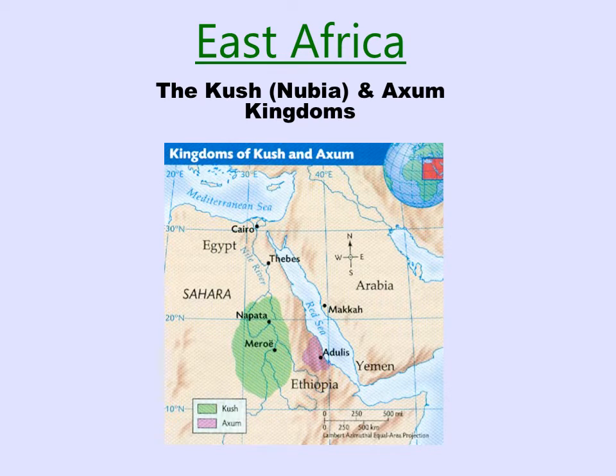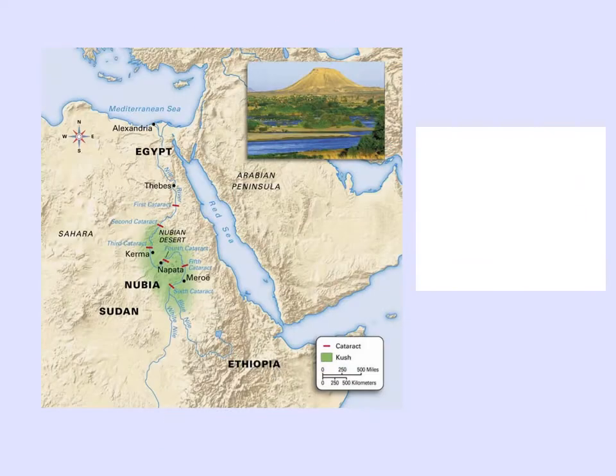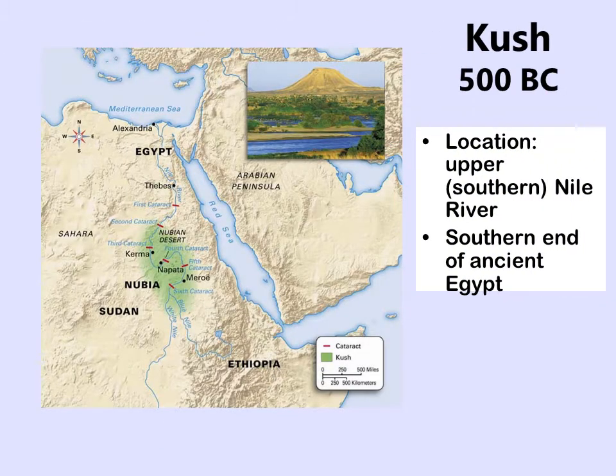So let's start with East Africa and Kush, also known as Nubia, and Axum. So the location, that was a little slow. The location of Kush is in the upper Nile River, along the upper Nile River. And you can see it in green over here. So southern end of ancient Egypt. That's pretty easy to find, right?